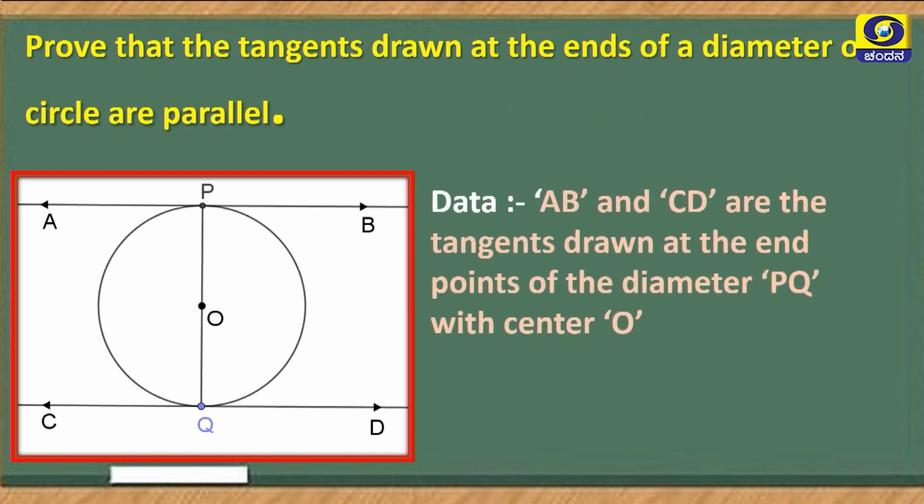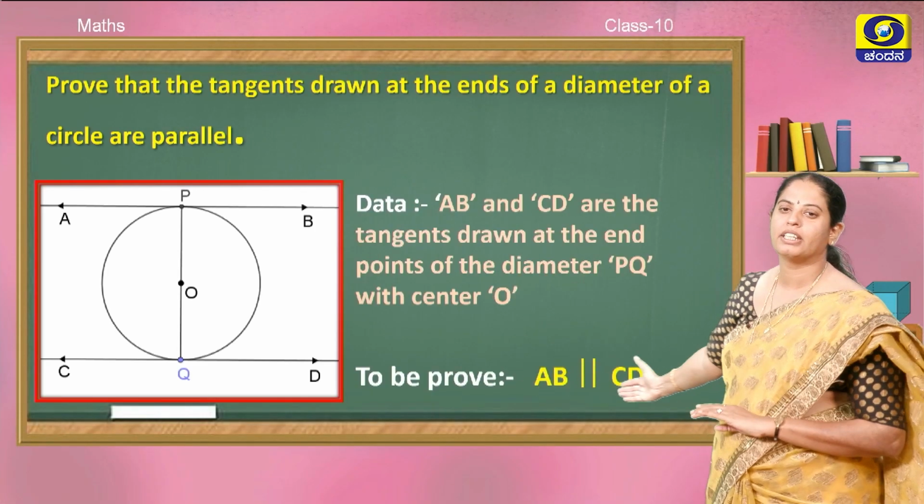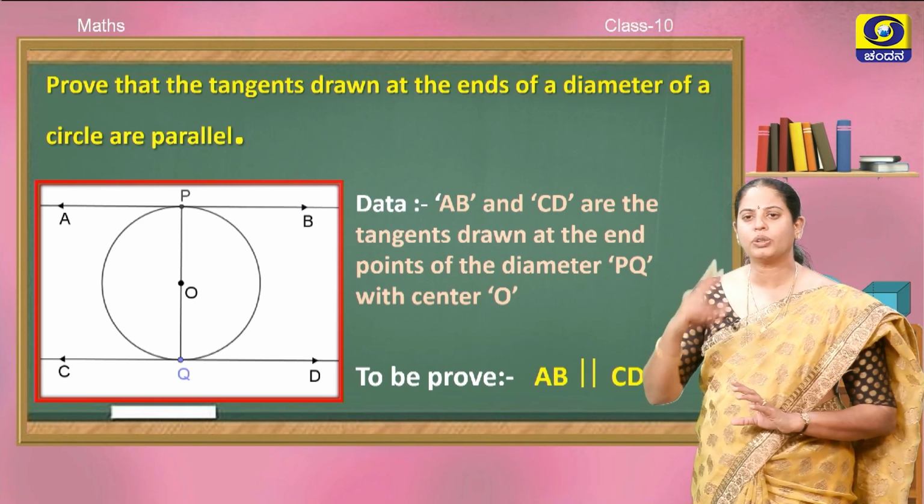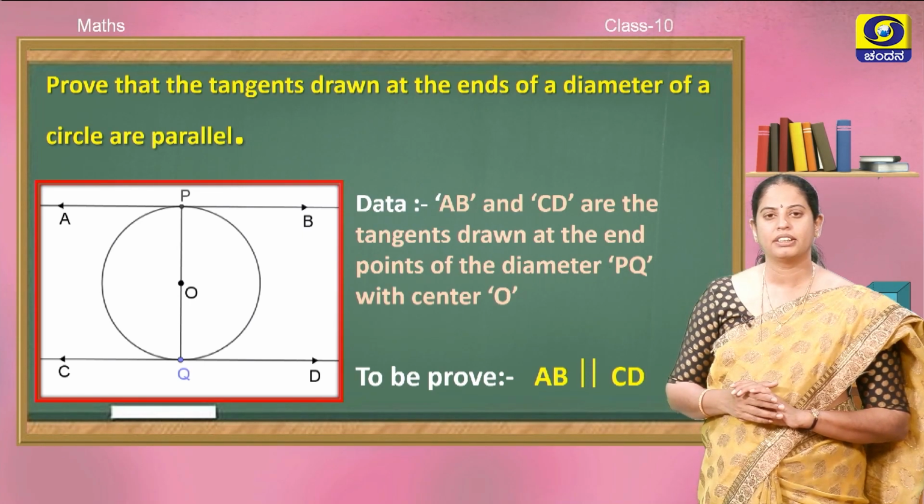Let us write the data. AB and CD are the tangents drawn at the end points of the diameter PQ with center O. We have to prove that tangent AB is parallel to CD. How to prove that two lines are parallel?